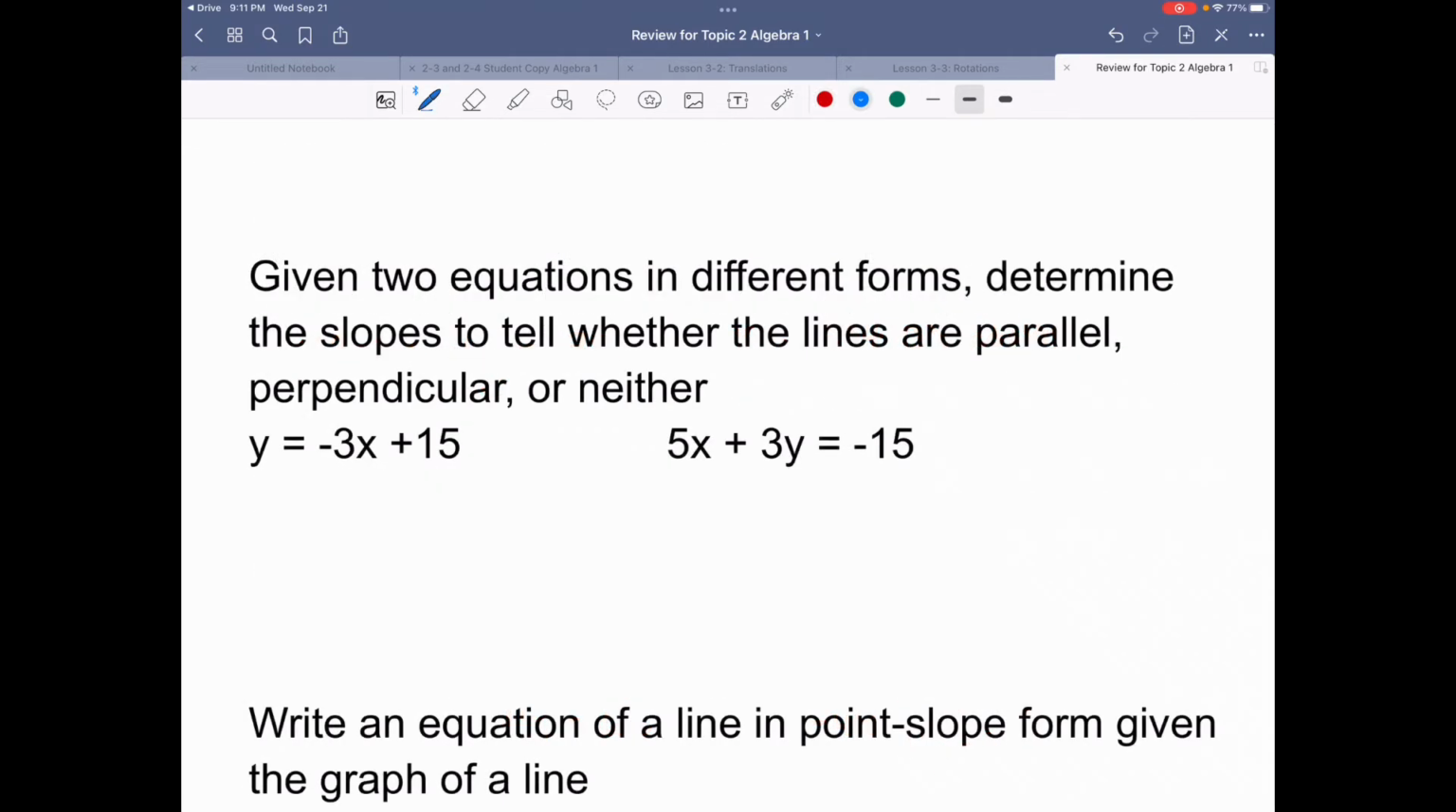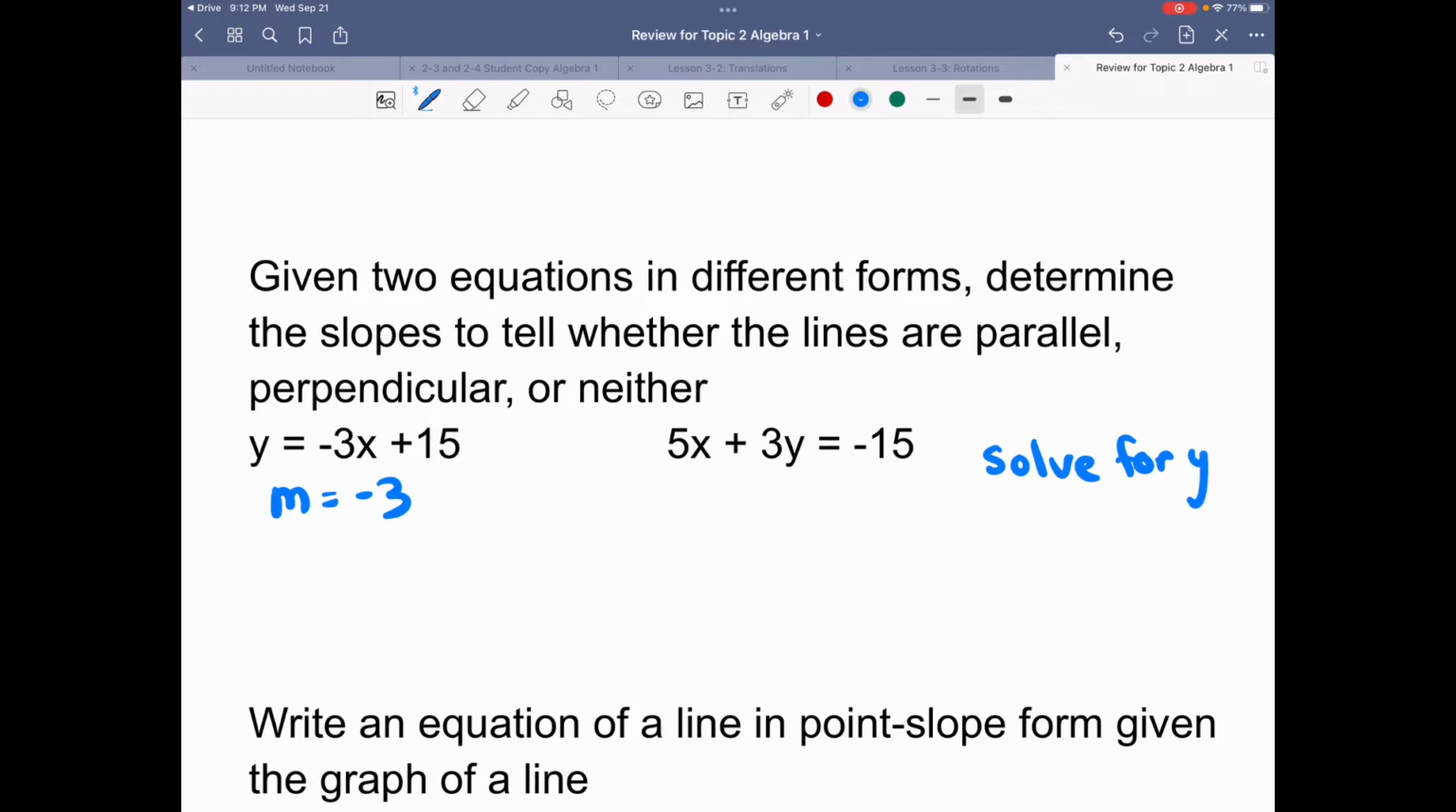Okay, this is the second column on the first page. Given two equations in different forms, determine the slopes to tell whether the lines are parallel, perpendicular, or neither. So we have two equations here. I know that y equals negative 3x plus 15 has a slope of negative 3. I do not know the slope when the equation is in standard form. So we have to solve for y. We did this on another problem earlier.